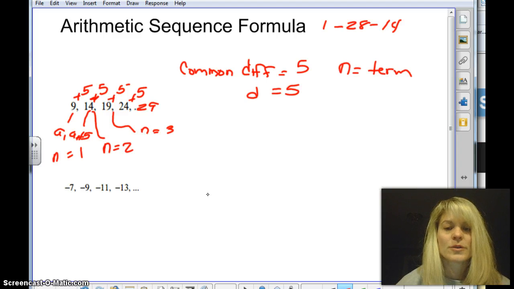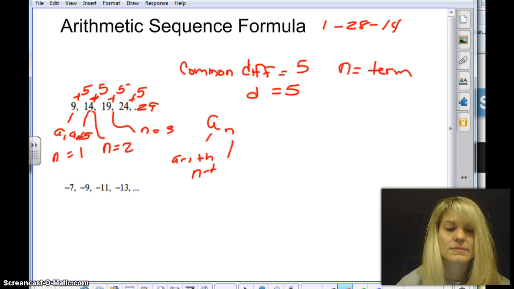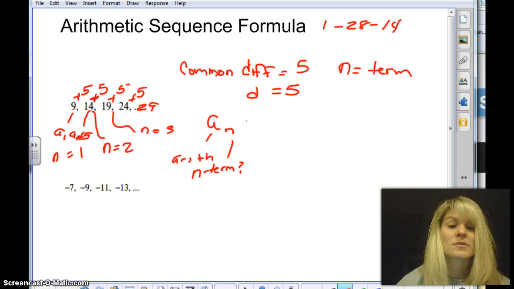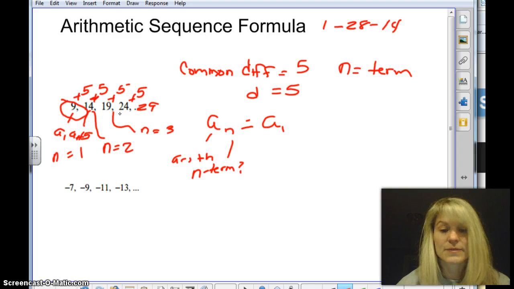Okay? So in order to get the equation of the arithmetic sequence, we say a sub n. So this means the arithmetic sequence is a, and n is the term we're trying to find. So if I wanted the 25th term, I'd have a sub 25, because I'm trying to find the 25th term. In order to find that, we have to know our first term. That's a sub 1. That's this one right here. Because I have to know where I'm starting from, because I'm going to add 5 each time.